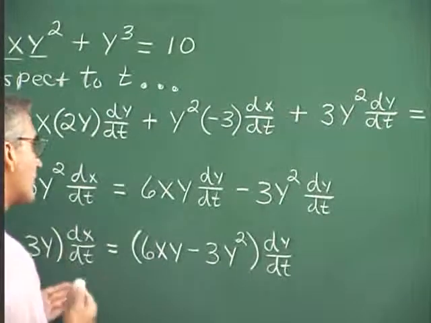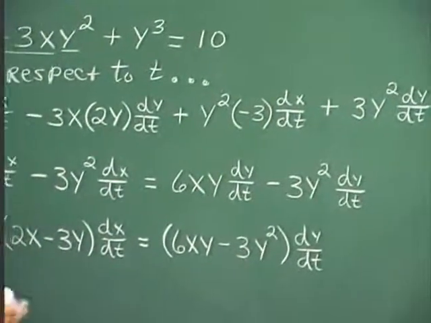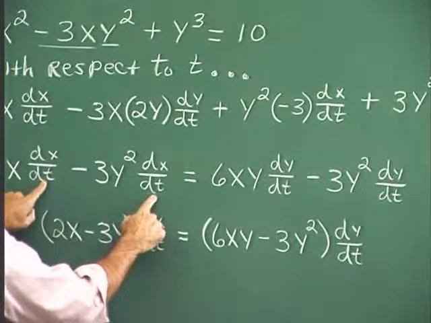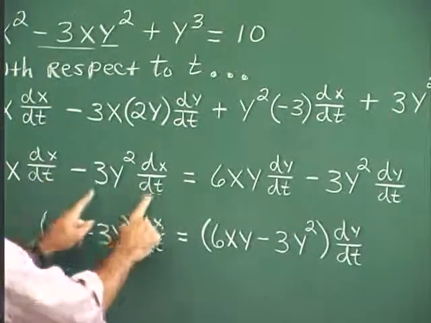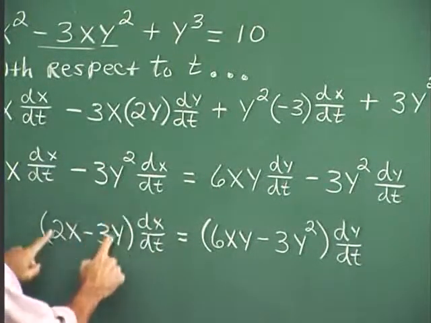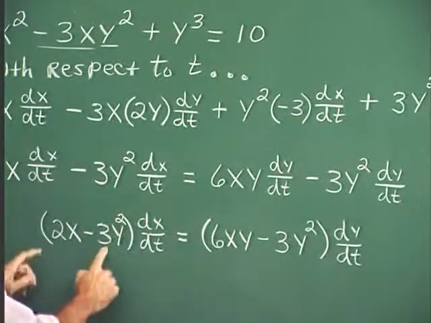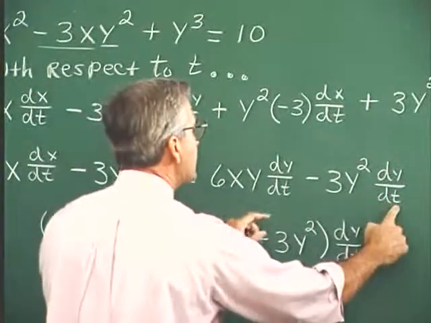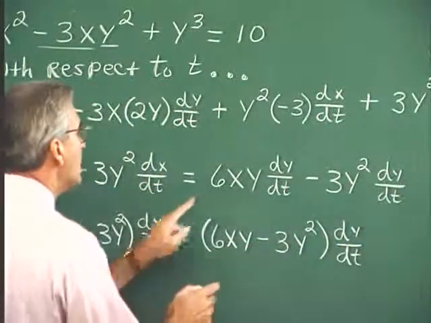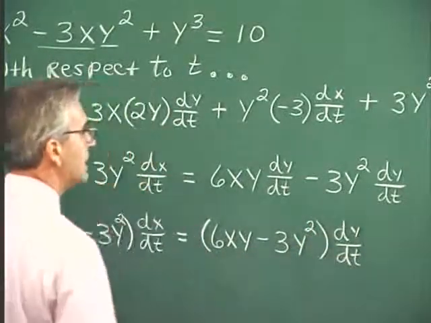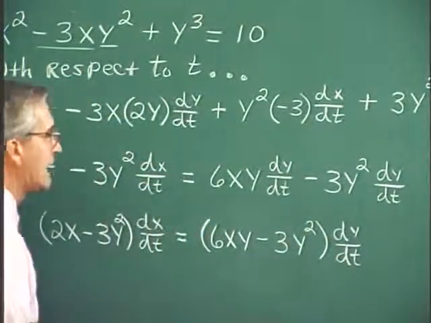And now, it's kind of a good idea to further clean up, to complete the housecleaning. We'll factor the dx dt from these two terms, and I'll put the common factor over on the right side, which is typically where it goes. So 2x minus 3y, oops, I need a squared here, dx dt, and on the right side, I'm factoring out the dy dt, and I'm putting that on the right side. It's 6xy minus 3y squared dy dt. We'll see how this comes in handy in the next section.